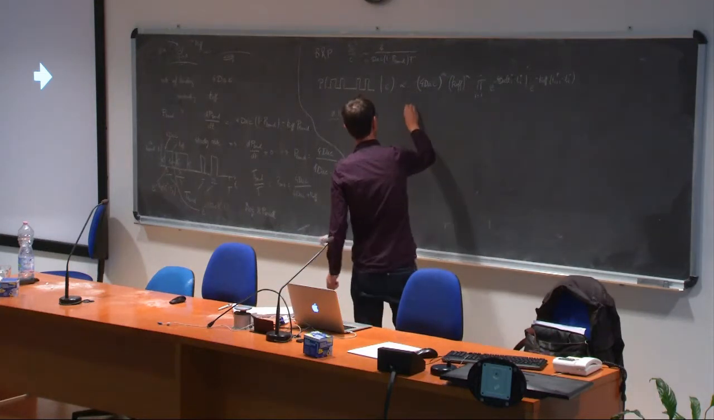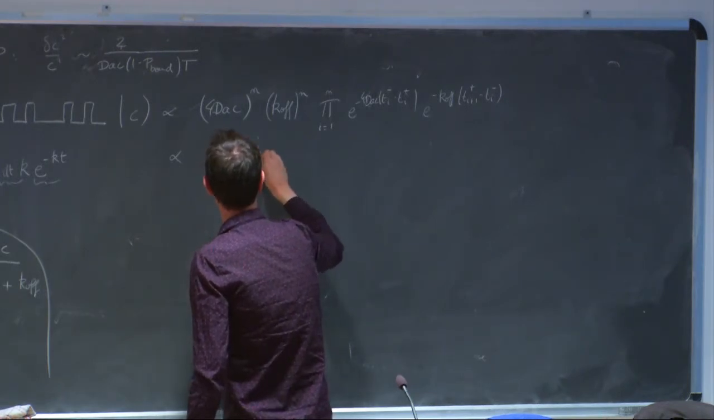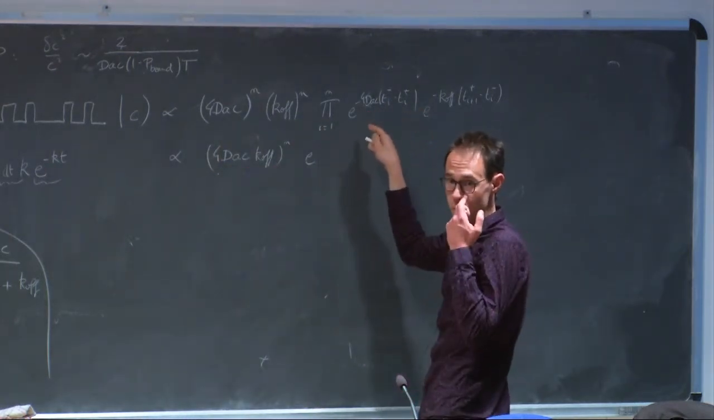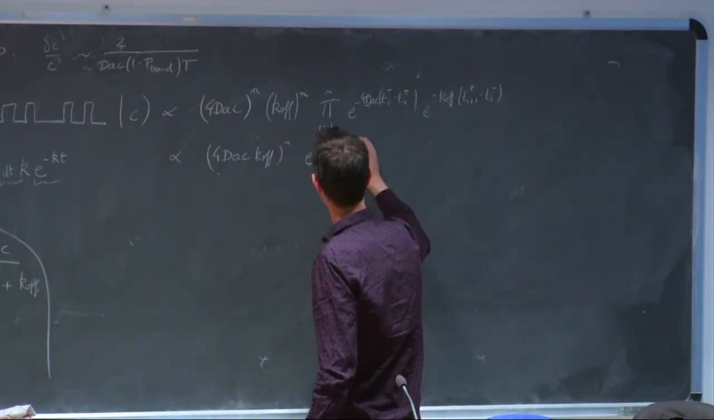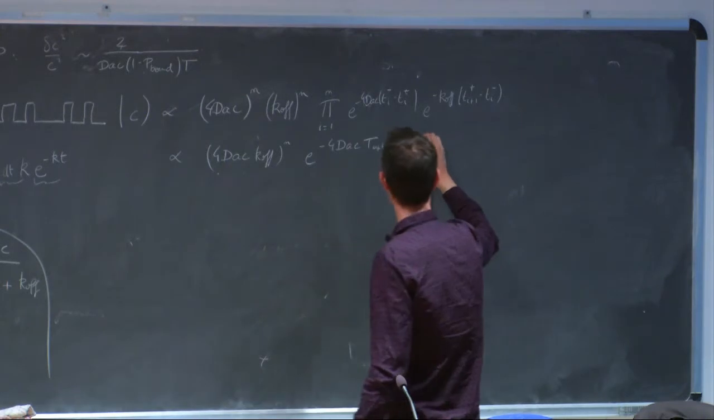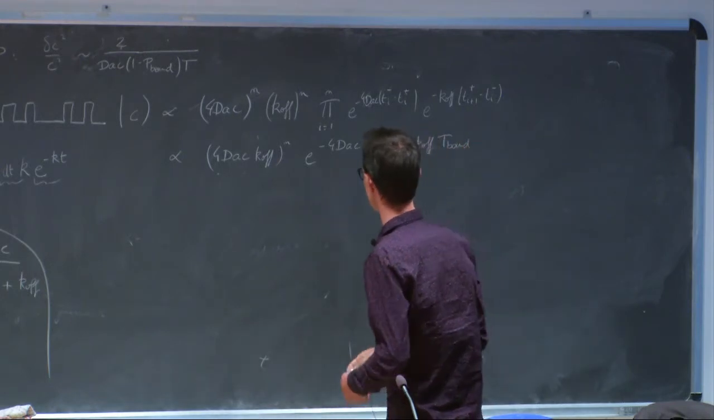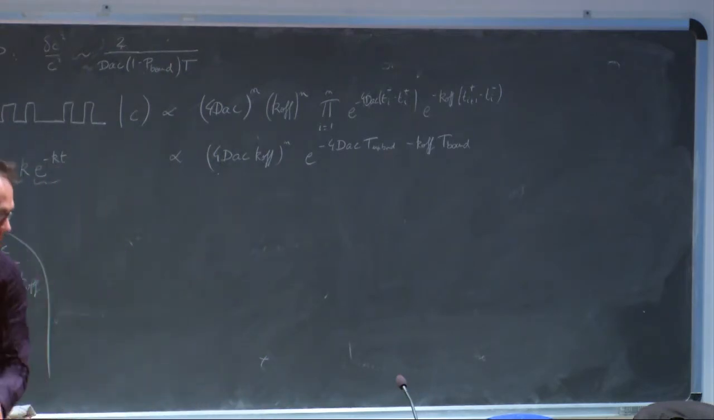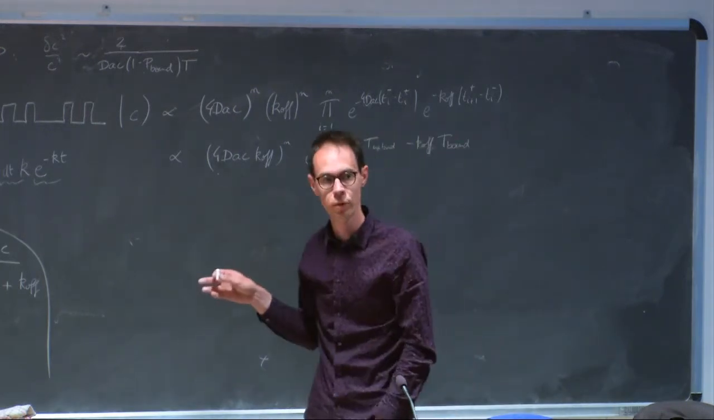At the end, it somewhat simplifies. I have my 4DAc k to the power n. And here is basically, I'll just add up all the time it was. So this is the time it was unbound. This is the time it was bound. And this is where I use maximum likelihood.